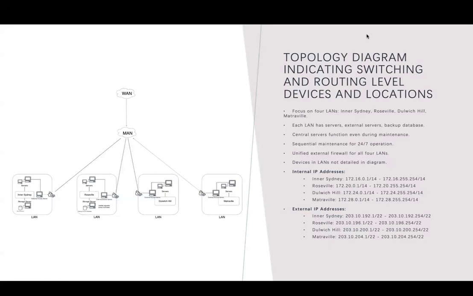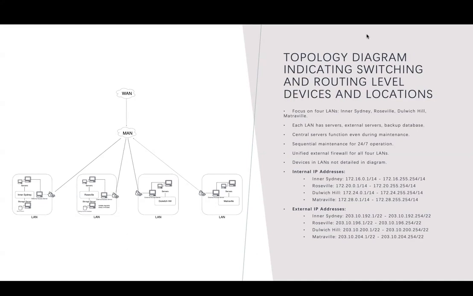I will introduce this part. As it shows from the diagram, we have 4 local area networks in Sydney, Roosevelt, Dodge Hill, and Metroville. Each network has servers, external servers, and a backup database. The central servers function even during maintenance because other servers will play their roles. The sequential maintenance will be 24/7. And there is a unified external firewall for all 4 networks, and the outside is the DMZ.